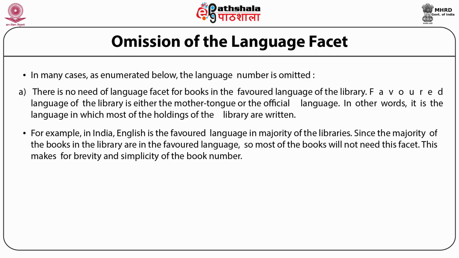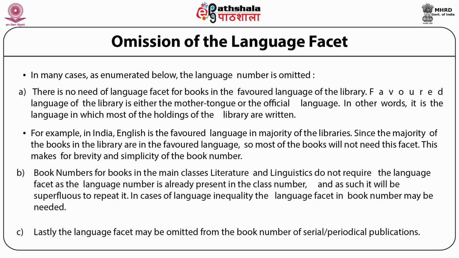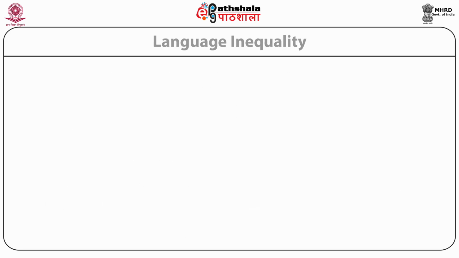The second reason for omission is that book numbers for books in the main classes language and literature do not require it. The language facet is already given in the facet formula of the subject. Hence, it will be superfluous to repeat it. In case of language inequality, the language facet in book numbers may be needed. Language inequality, explaining it further.